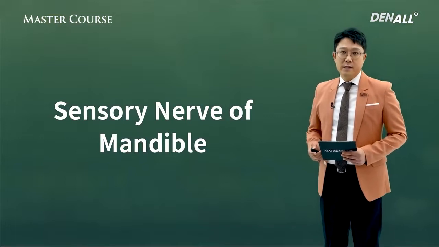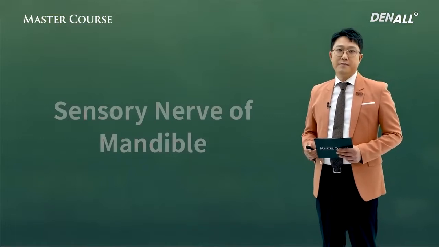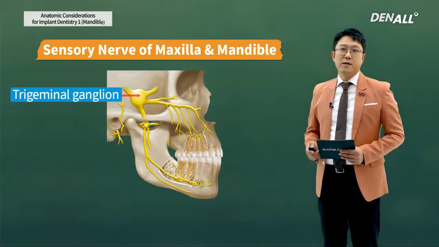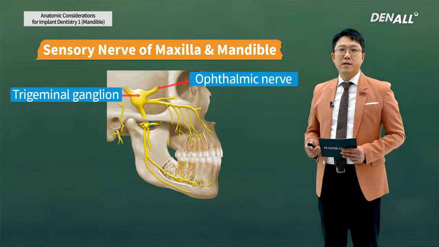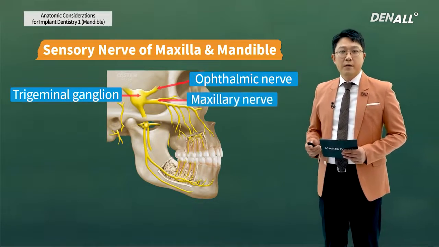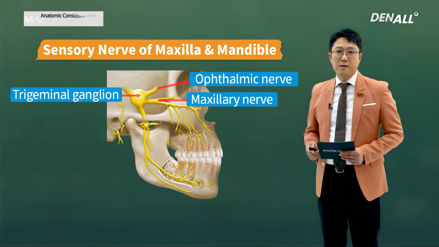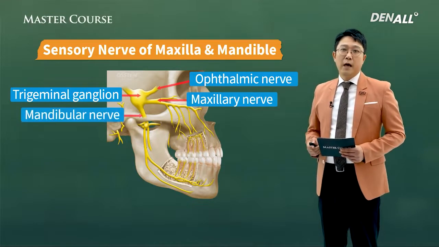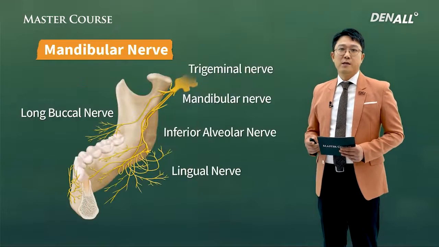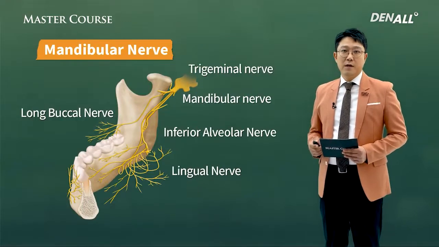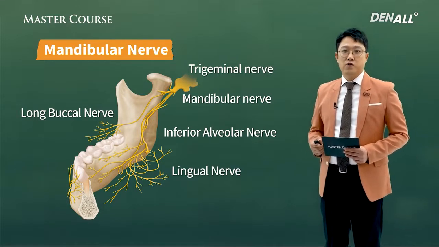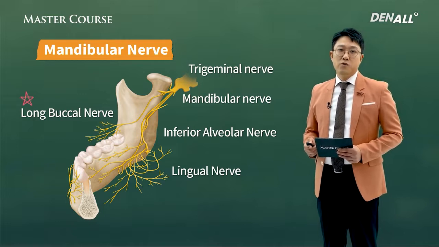Next, sensory nerve of the mandible. In dentistry, nerves are primarily from the trigeminal ganglion, and the ophthalmic nerve goes to the eyes, and the maxillary nerve goes to the maxilla, and the mandibular nerve is branched from there to go to the mandible. The mandibular nerve is branched into 6 nerves, and we need to be careful when we place an implant.